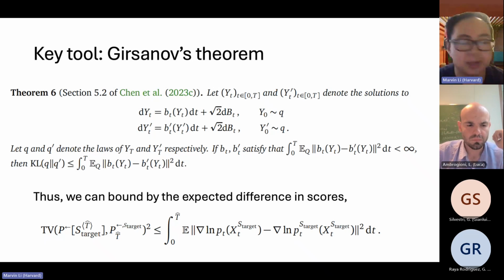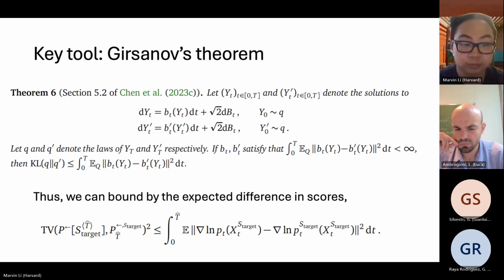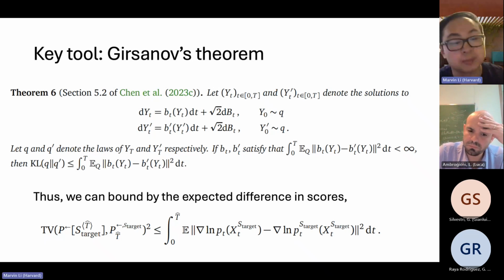What Professor Chen proved, in the paper Sampling is as Easy as Learning the Score, is that you can bound the distributional distance between q and q prime, between generating with b or b prime, by the integral over the expected L2 distance between these two values. So the thing is, this bound requires integrating from 0 to capital T. That's the main thing.